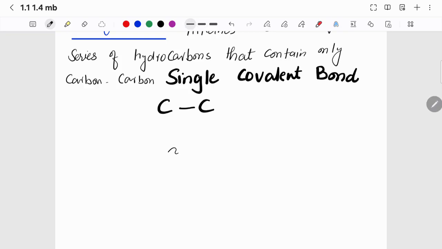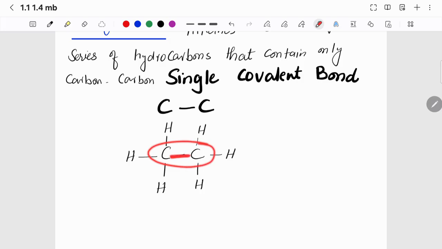Let's see how does it happen. For example, there are two carbon and there is a single bond in between them. You know, carbon has 4 valence electrons, so it needs to make 4 covalent bonds. The rest of the 3 covalent bonds will be formed with hydrogen. Students normally feel confused about how we know how many hydrogen are going to attach.